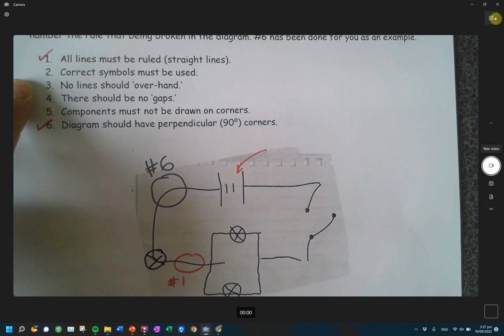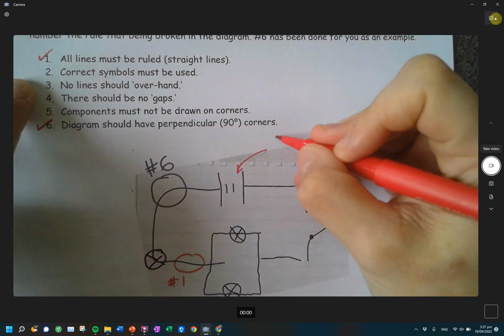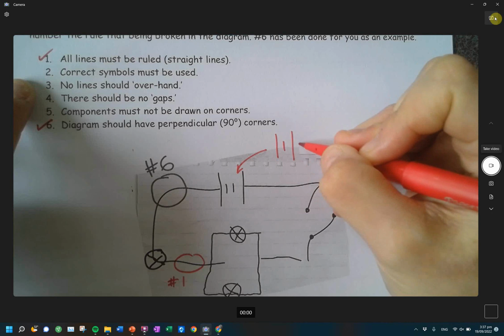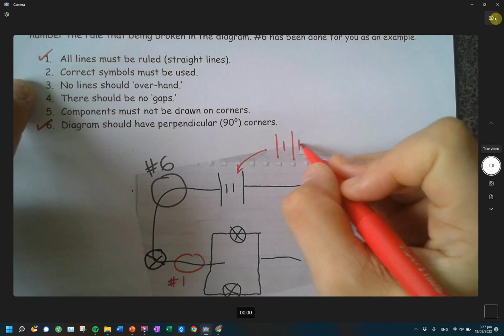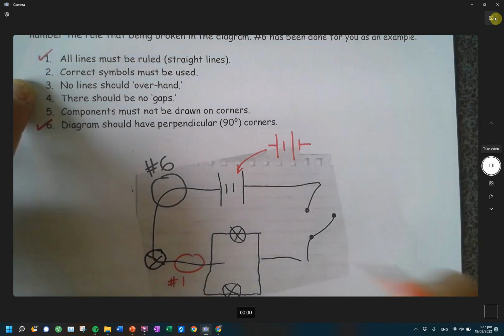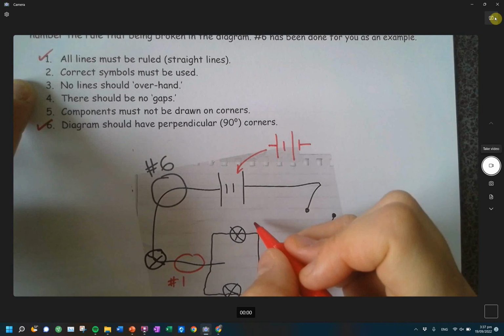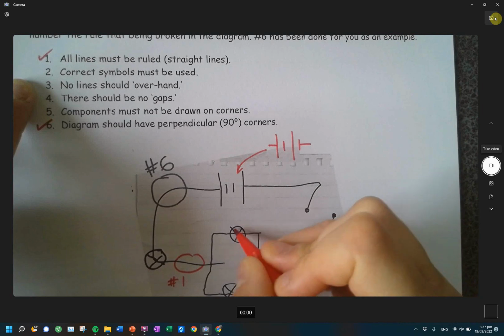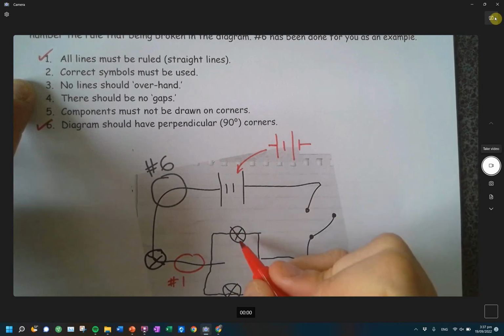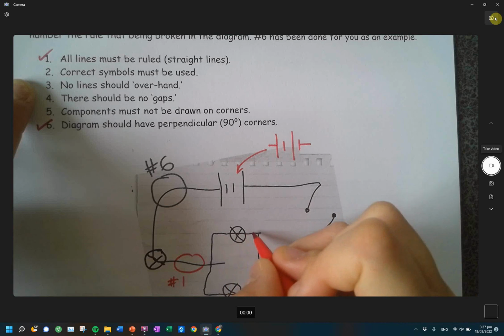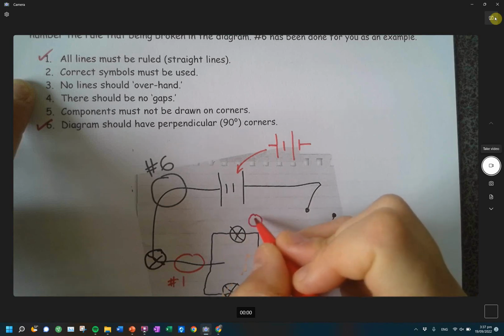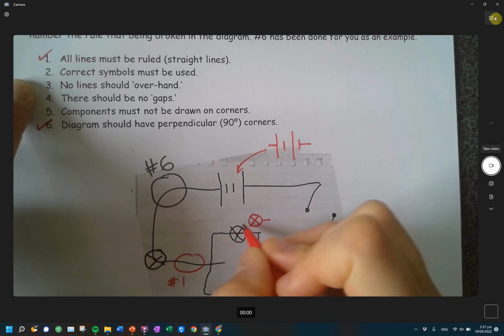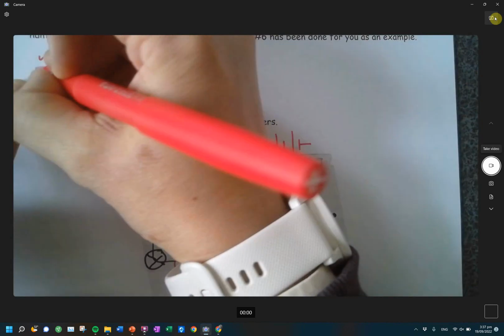First off, that's not how we show batteries. We show them as big line, little line, big line, little line, and then connect them up. The other thing is that these light bulbs aren't being drawn correctly. They shouldn't have a line going through them. It should just be a circle and an X.